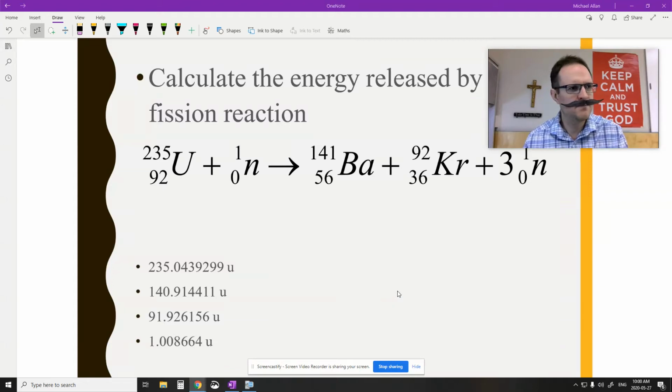Hey, Physics 30. So we are going to calculate the energy released by this uranium reaction. In this case, it's fission. You can see that I take one larger piece and it splits into two smaller pieces. So we have a form of fission here.